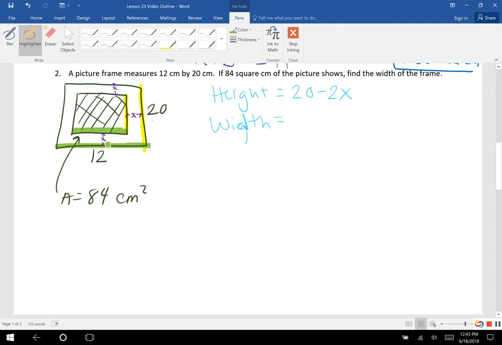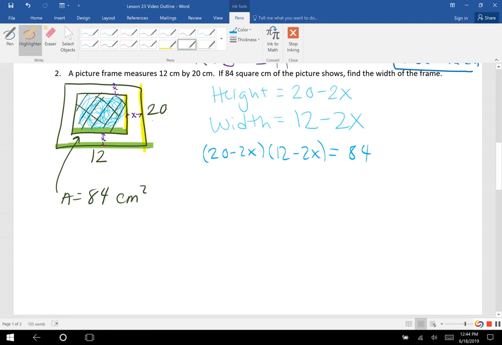We know the width of the frame is 12 inches. So using the exact same reasoning, erase that. The width of my picture would be 12 inches minus 2 x's, 1 for each side of the frame. We know the area inside the frame, again, this area of the picture, has to equal 84. So that means if I take the height of the picture times the width of the picture, that has to equal 84.